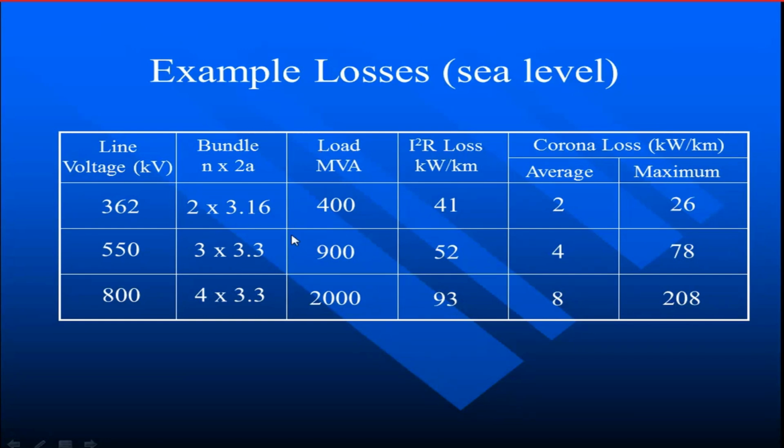This is the power to be transmitted, and we are going to see corona loss and I square R loss. Let us suppose the transmission voltage is 362 kV. The bundle has two conductors, each having a diameter of 3.16. The power to be transmitted is 400 MVA. So what is the I square R loss? It is 41 kilowatt per kilometer. And the corona loss, let us suppose, averages 2 and at maximum is 26 kilowatt per kilometer.